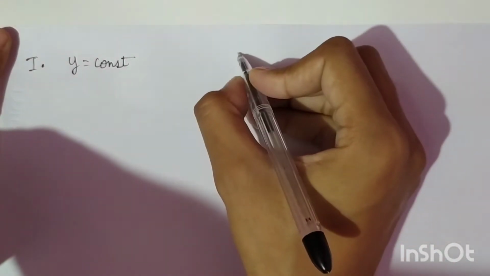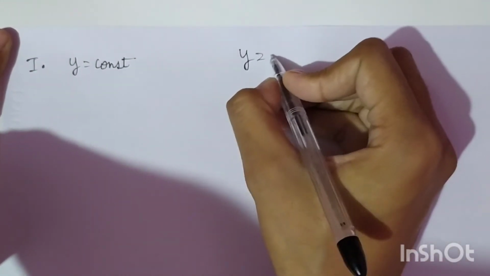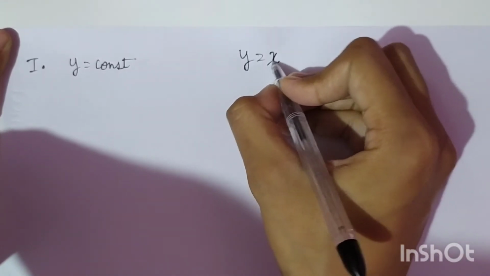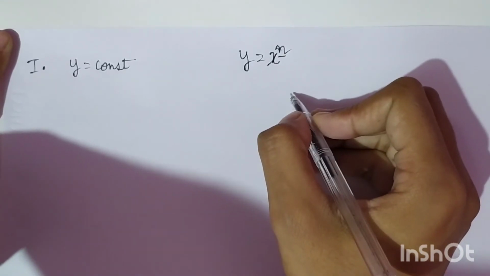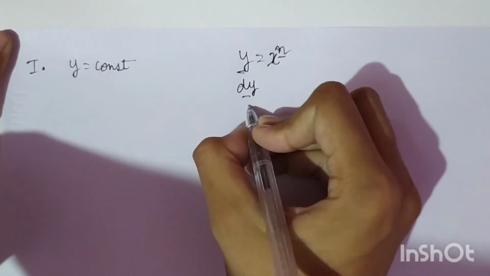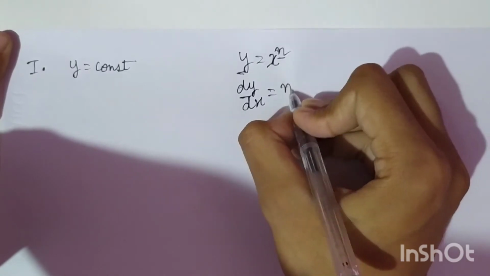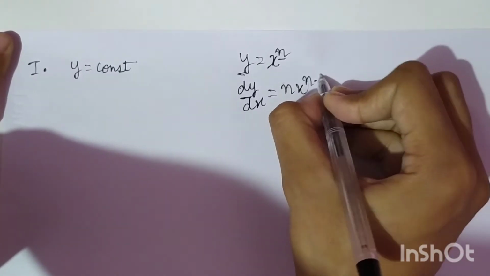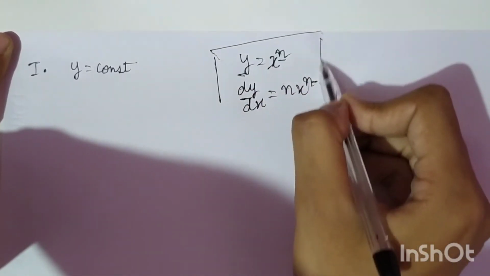Now let us understand some of the basic formulas for differentiation. So first of all, let us see, if we are given y as a function of x to the power n, and n here is a constant. Now we want to find the differentiation of this y. How will we find dy by dx? We can simply write it as n x to the power n minus 1. Okay, so this is a very basic formula of differentiation that we need to understand.